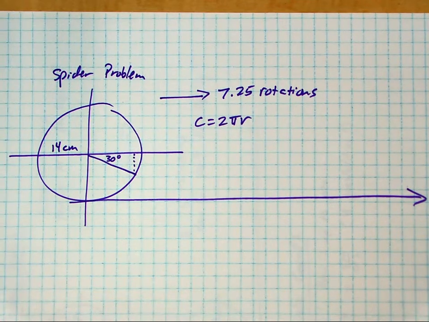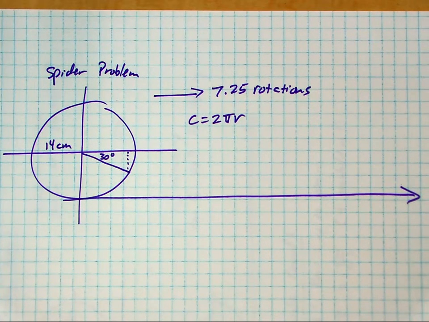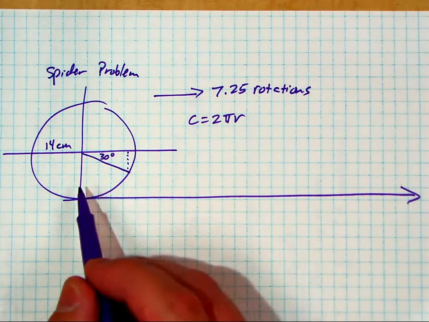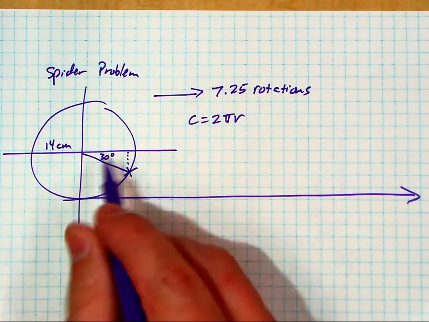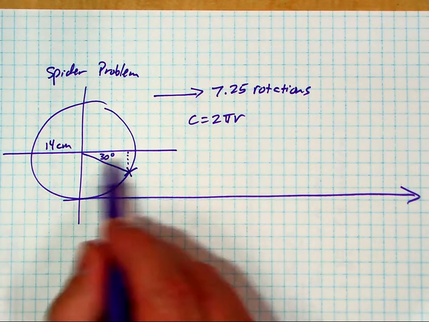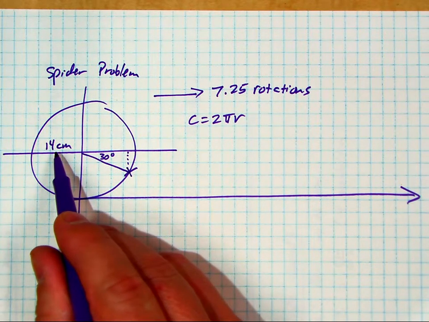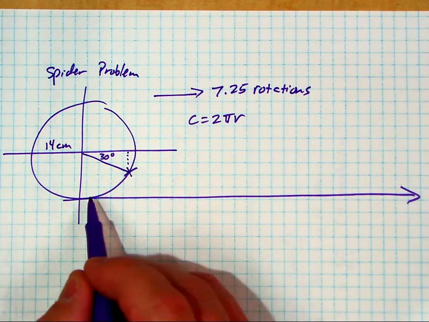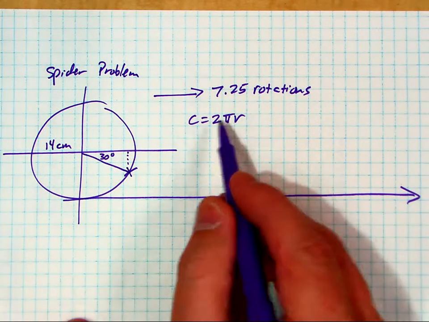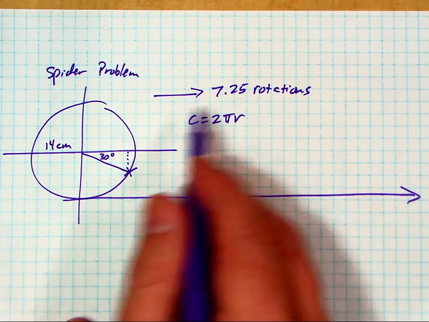Okay, here is your one and only chance to listen and learn how to do the spider problem. It's a very, very simple problem if you understand all the aspects of it. This wheel, there's a spider right here. He's 30 degrees below the x-axis on this 14 centimeter radius wheel. Here's a spider. This wheel is about to be rolled to the right 7.25 full rotations.